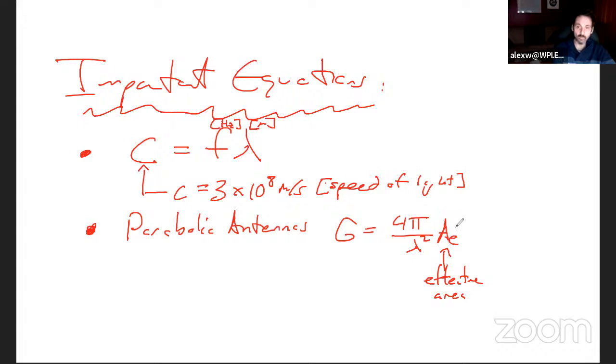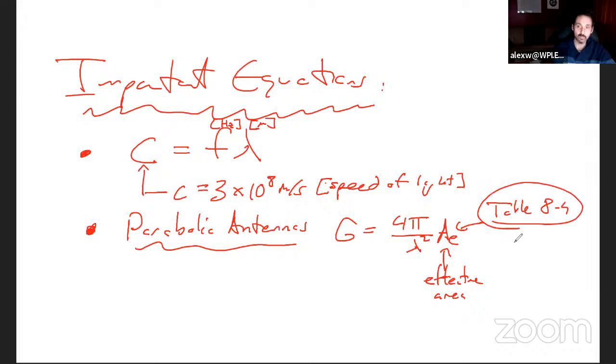So for a parabolic antenna specifically, this is going to be equal to, according to table 8-4, which is actually a super invaluable table, right? According to that, the parabolic antenna, AE, is equal to 0.56 A, and A is pi d squared. So what does this represent? Let me draw it.